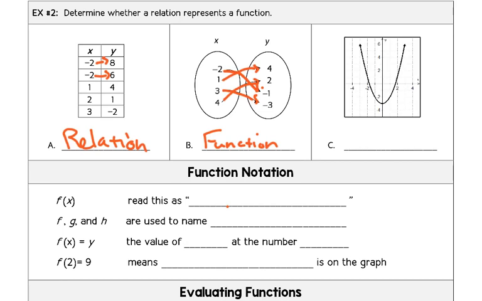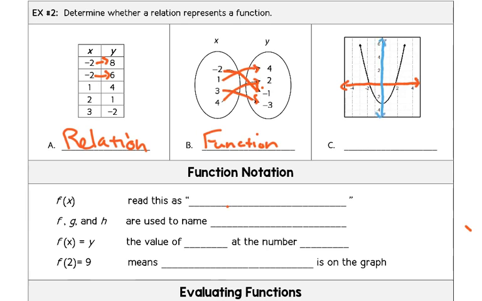And lastly, what about part C? This is a graph, right? A graphical representation of a relation or a function. Is this a function? Well, to do the same thing, we're going to compare our domain and our range. So where's our domain in this case? Our domain is going to be the set of x values, right? So it's the set of all x values there on the x-axis. What's my range? Well, my range is going to be the set of all y values on the y-axis, right?